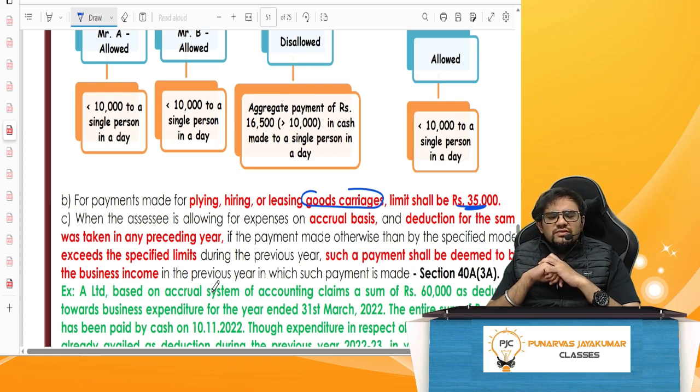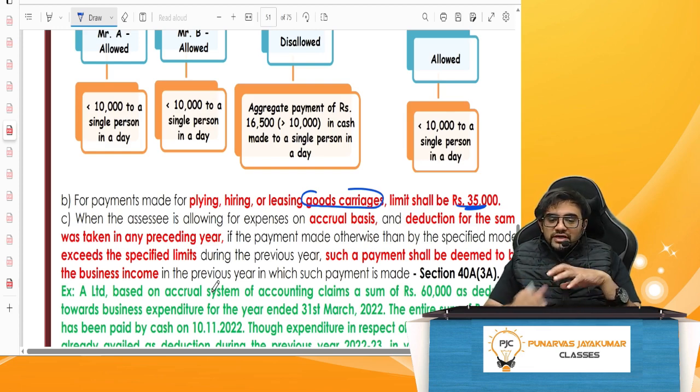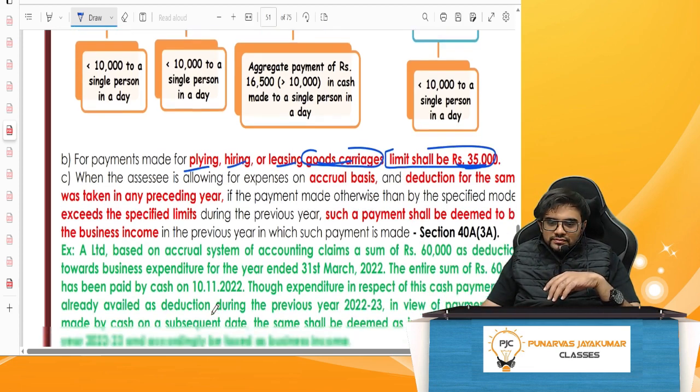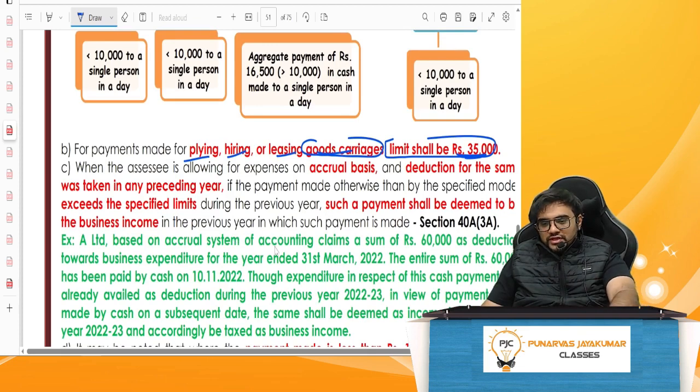But this change came a few years ago, where they told, sir, I'm going to remote villages where there's no facility, no internet connection. At that time when I have to make payment, more than 10,000 is very less. If it's more than 35,000, disallow. At least up to 35,000, you should allow. There were petitions made to the finance ministry, which they eventually agreed. So for payments made for plying, hiring, leasing goods carriages, the limit shall be 35,000 rupees. Very simple.